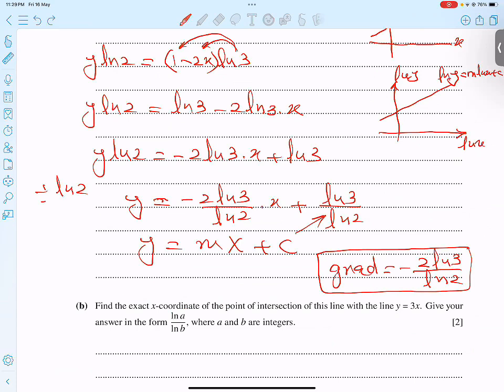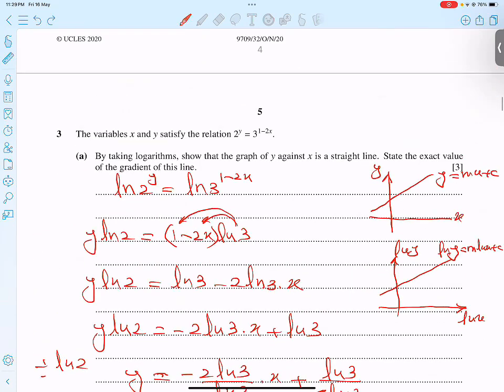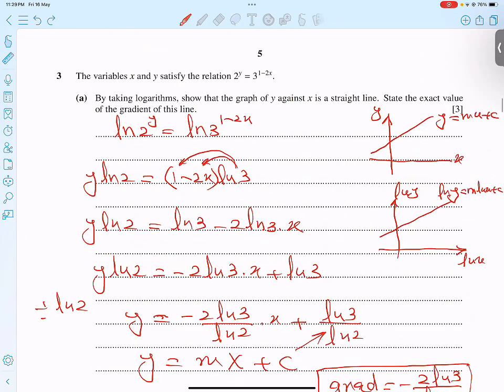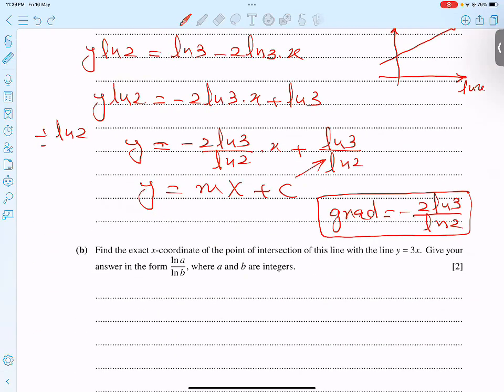If I plug in 3x here, it is not a wrong approach. If I plug in the top equation, that is also a right approach, no problem at all. Both are okay. What I am going to do, basically, I have to get the x value. So let's try to do it. This 3x, I'm going to plug in here. So 3x equals negative 2 log of 3 over log of 2 times 2x.